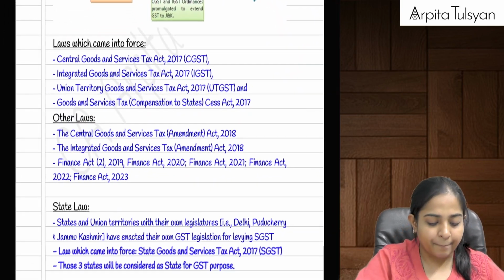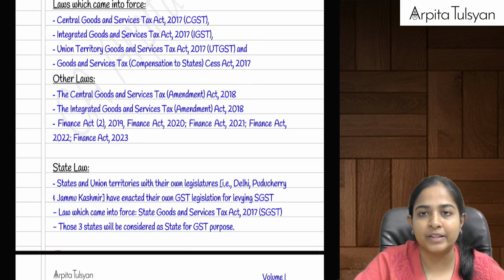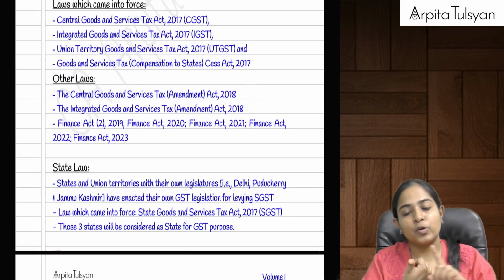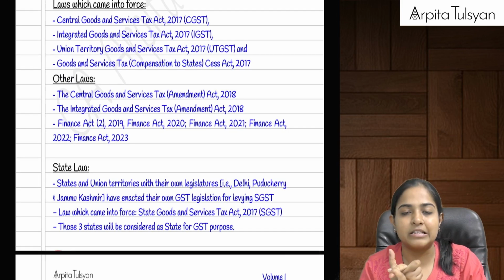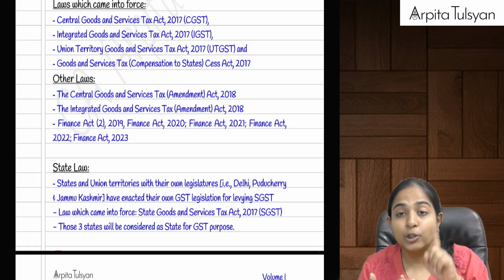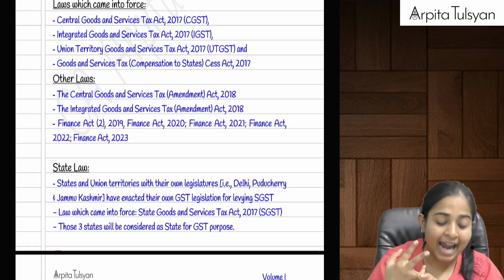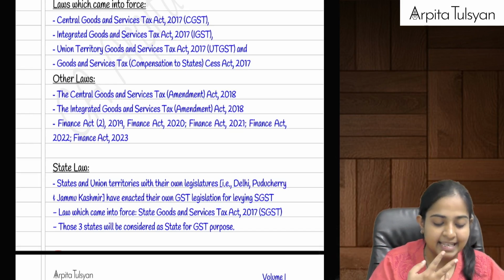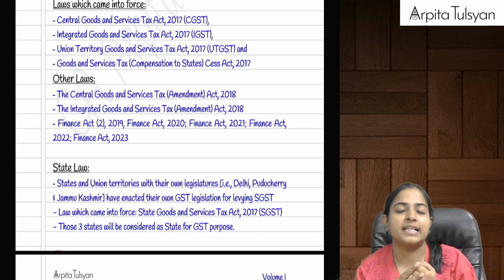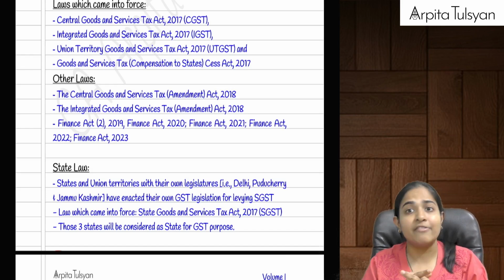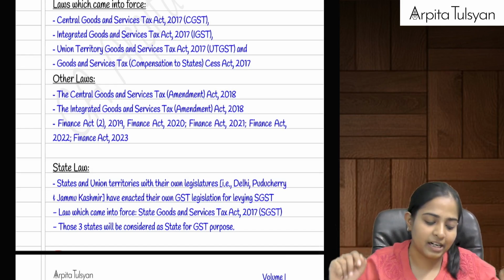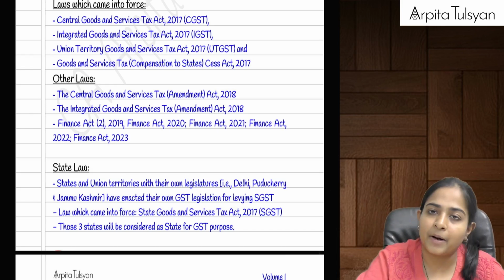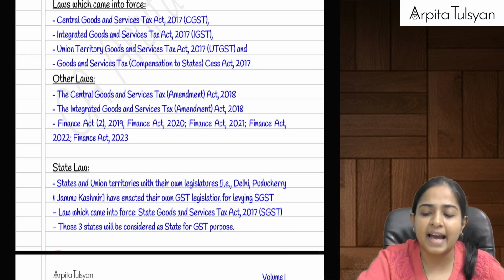Yes. Now, which all laws came into force with this indirect taxes reform? Your CGST Act came into picture, SGST Act, UTGST Act, and very important, the GST Compensation Cess Act. Ma'am, why was this GST Compensation Cess Act? We'll come to that. Apart from that, there were many intermittent acts which were passed.